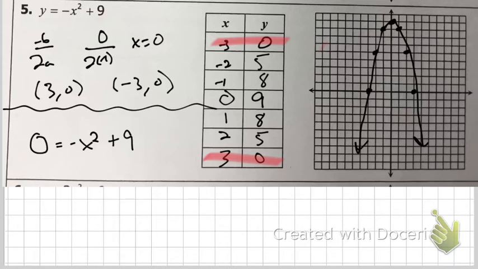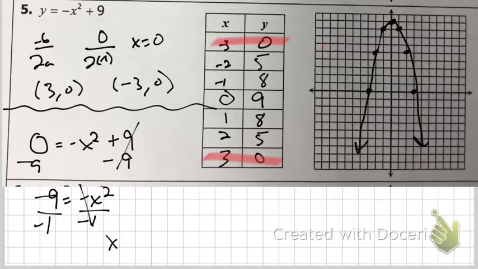Let's do it. How do I get rid of plus 9? Minus 9. So negative 9 is negative x squared. How do I get rid of that negative 1? Divide by negative 1. So x squared is 9. How do I get rid of that square?